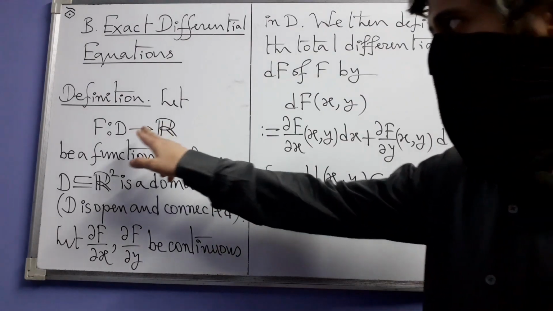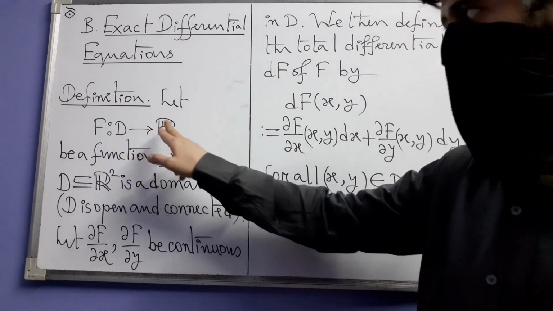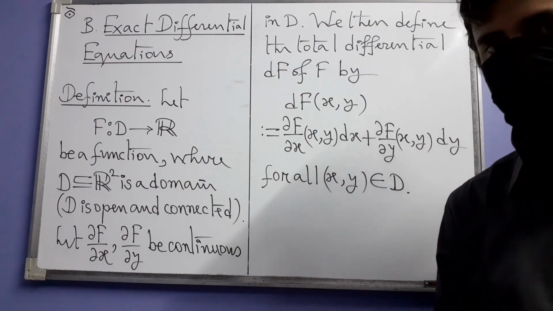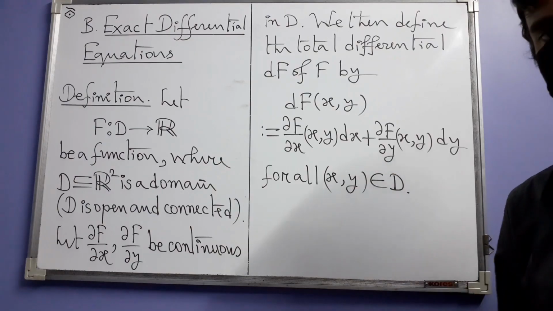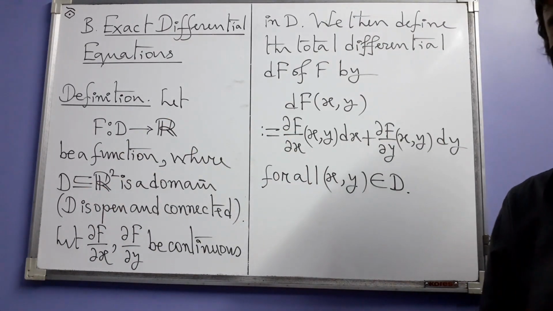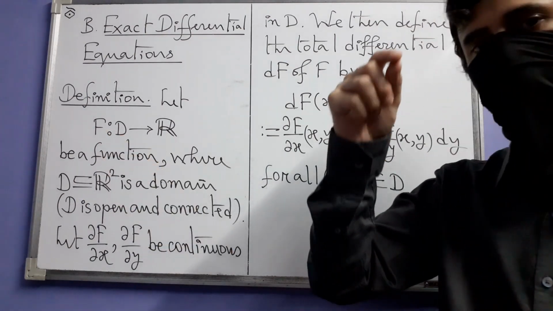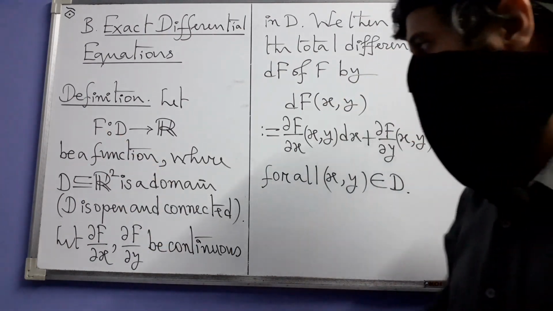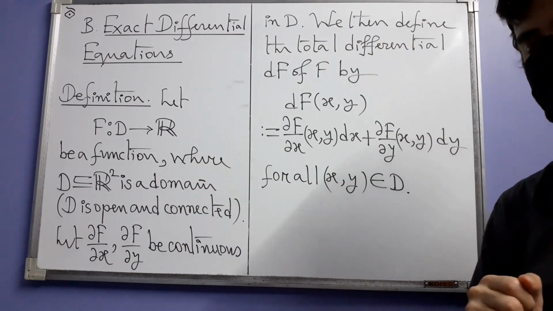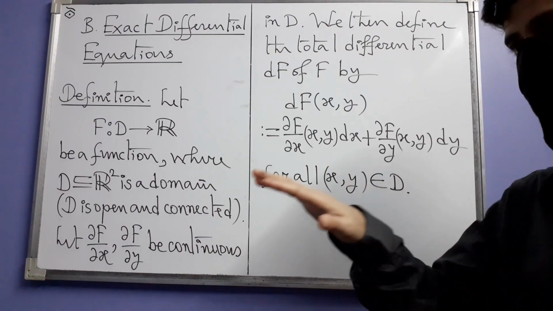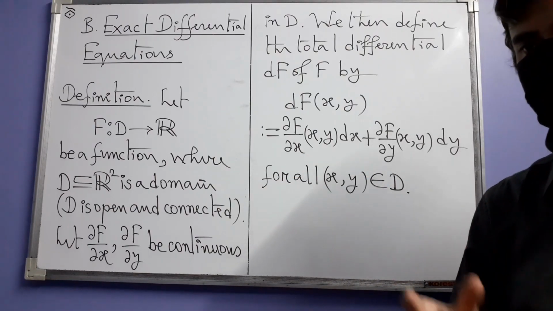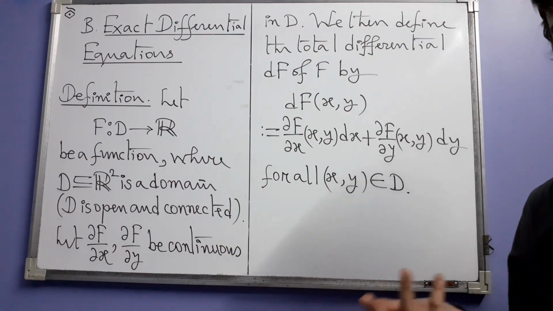Suppose that capital F is a function from some set D into R. So capital F is a real valued function, so its outputs are real numbers, where D is a subset of R2. This tells us that capital F is a function of two variables, and D is a domain. You recall what the definition of a domain is. It's a subset of R2, a subset of the plane, which is both open and connected. That is its topology.